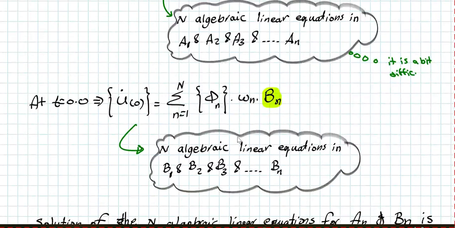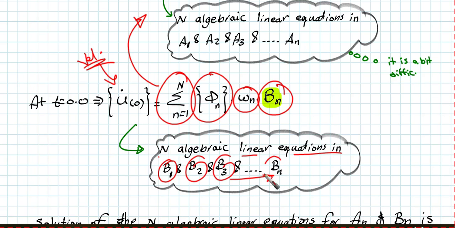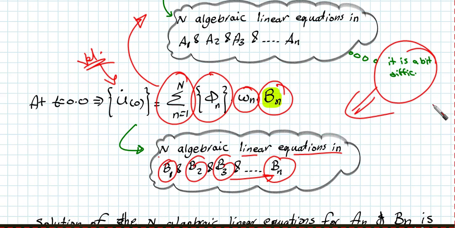For Bn, it is the same also. Look here: for the velocity vector, when we equate it with the summation of these modal shapes times omega n times Bn, it will be the same as before, but instead of an, it is going to be Bn. So we also have algebraic linear equations in B1, B2, B3 until Bn. Still, it is a bit difficult for us and time consuming.